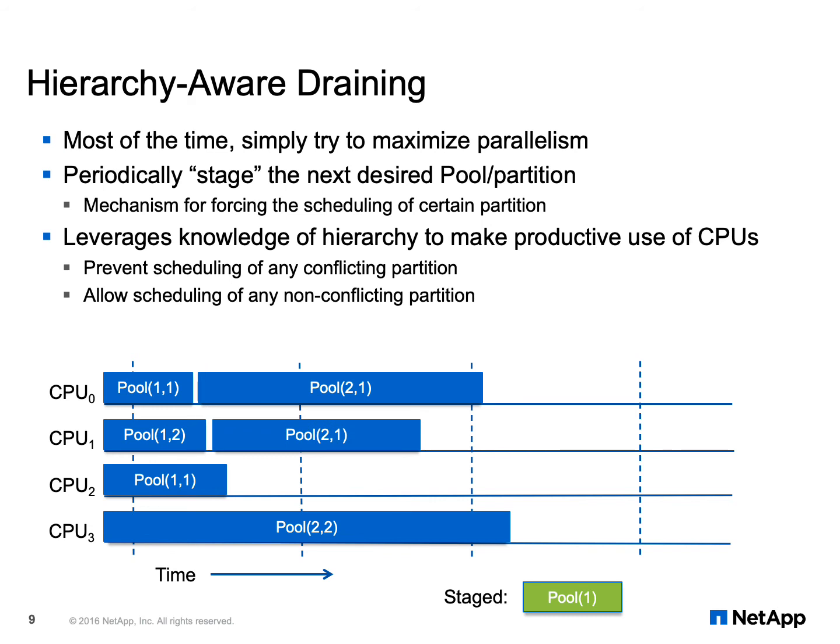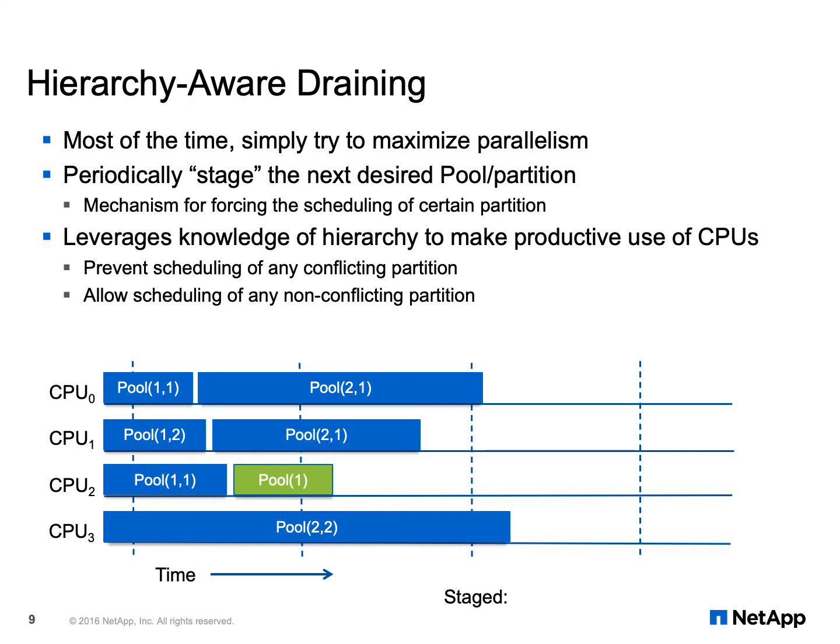Finally, on CPU 2, the last data partition that conflicts with the staged partition finishes running, and so the staged partition can be scheduled at that point. What we've achieved here is during this period of draining for pool 1, we've made complete use of all of the cores rather than sitting idle while pool 1 was waiting to run.